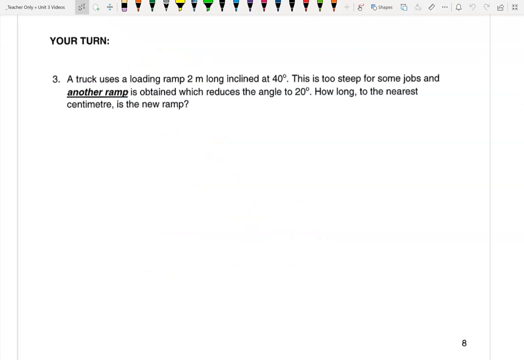So now I'd like you to pause the video and have a go at question 3. It's in a context, so read the question, form a diagram that you label to think about how you're going to find the length of the new ramp.